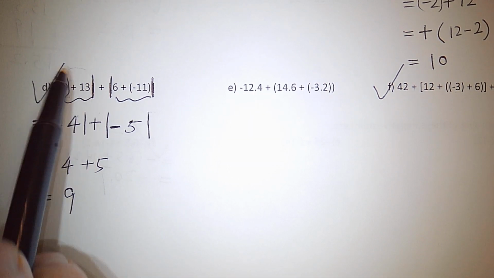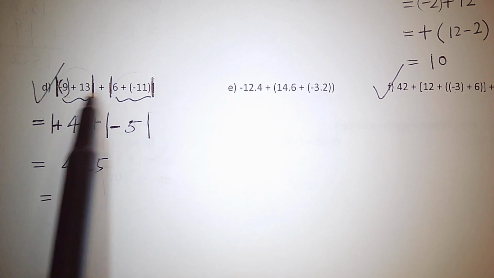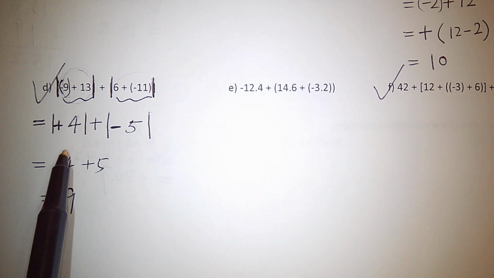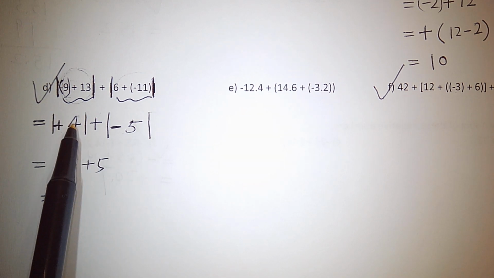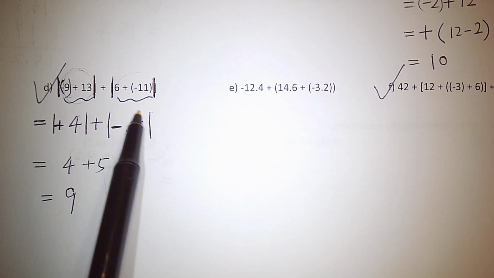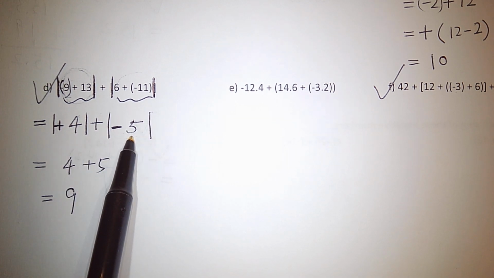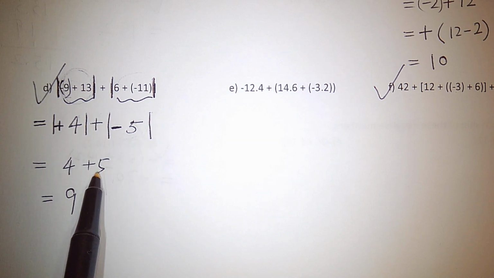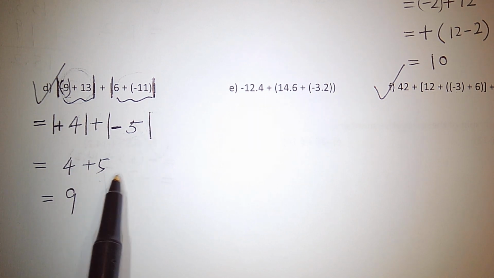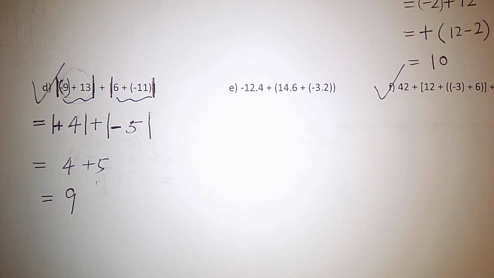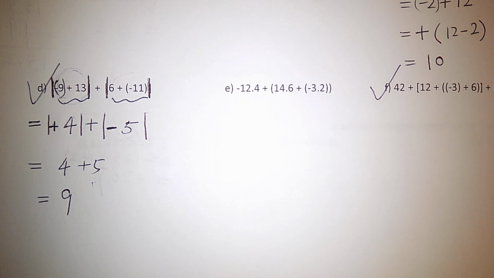If you have a parenthesis, you have to deal with the parenthesis. Absolute value, same thing. We have to simplify what is in between the absolute value. Then we can get rid of the absolute value, depending on what the value is. Whatever positive or negative value, once we take the absolute value, it becomes positive. So that's why the absolute value of negative 5 is positive 5. So 4 plus 5 is 9. Everyone?